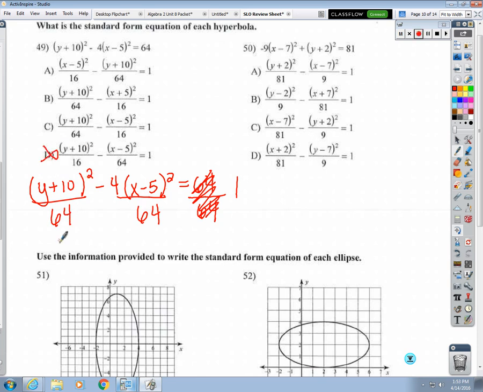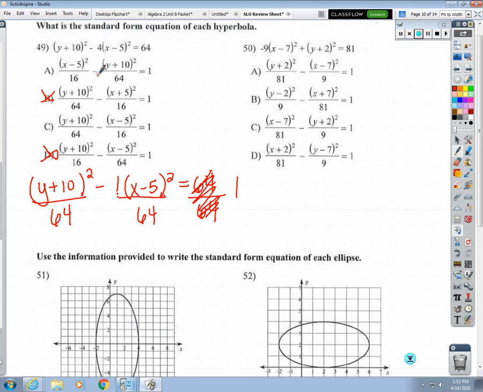So that one's out. This is x minus 5, so this one's out. There's no x plus 5. Why is A out? Yeah, they flip-flop. Okay, so where did the 16 come from under the x on both of them? The 4 over 64 reduces to 1 over 16. Because it has x plus 5 and it's supposed to be minus 5.